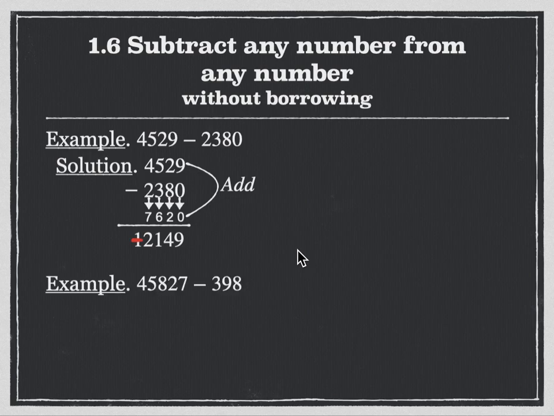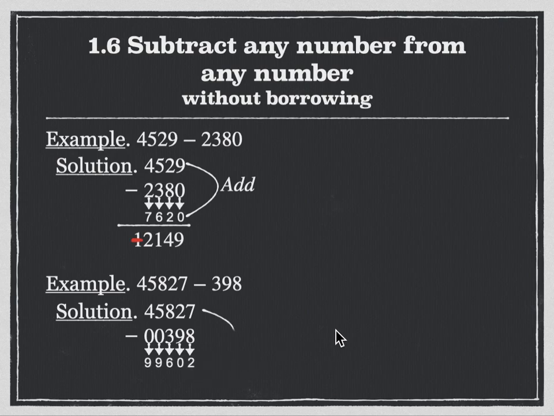Another example, we have 45,827 minus 398. These are pretty much complex numbers, not easy to just look at and subtract as it is. So we're going to put 0, 0 on the left of 3 on our subtrahend so that it will have the same number of digits as our minuend. Then we apply the sutra, and that becomes 99602, where the 2 is the last number.